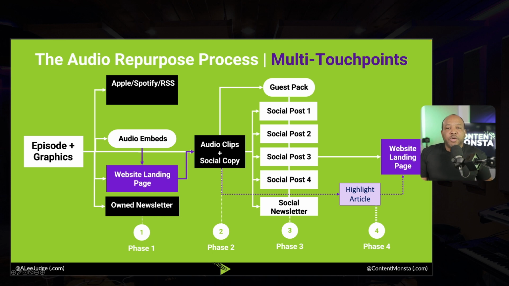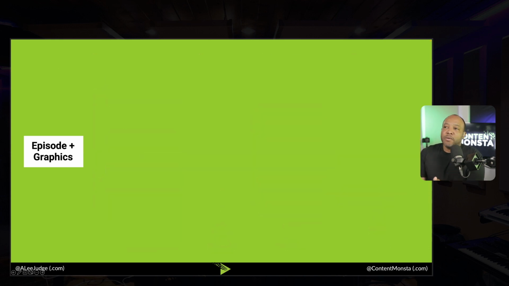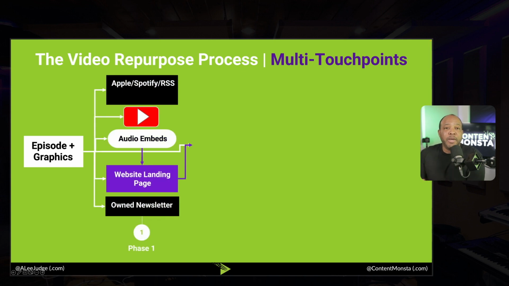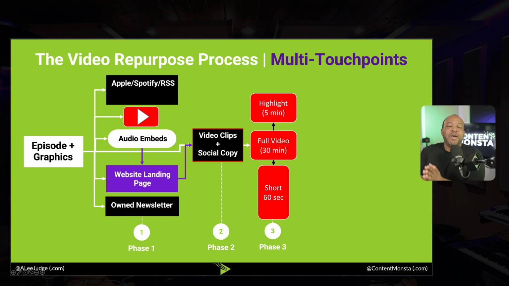Now, all that should go to your landing page. You can also make a highlight article on a specific topic out of that podcast, but that all needs to go back to your website. We're trying to get that conversion to help drive your pipeline. Now, for video, it's very similar, except now you have even more content. You have video in addition to your audio, and that video can feed into highlight videos. The full video can be on YouTube, as well as short 30, 60-second clips for YouTube Shorts, TikTok, and Instagram.